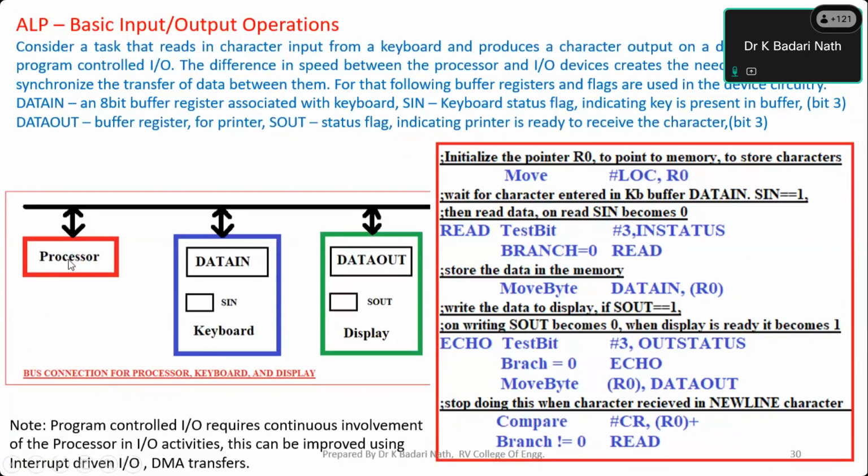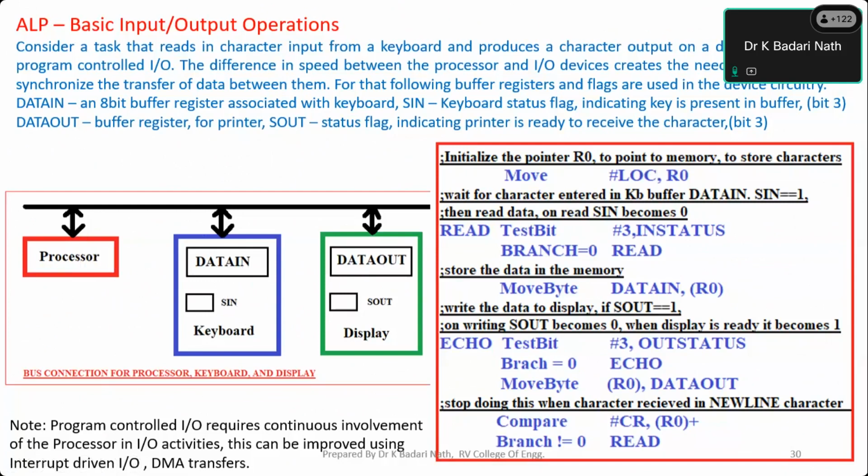Now, you cannot expect the keyboard to supply the data at the speed of the processor. You cannot expect the display to consume the data at the speed of the processor. So there should be some support provided in the devices, that is the keyboard or the display, to support the synchronization between the processor and the input-output devices. What do you mean by synchronization? Time synchronization. One is faster, one is slow. There should be a way to synchronize both of these speeds.